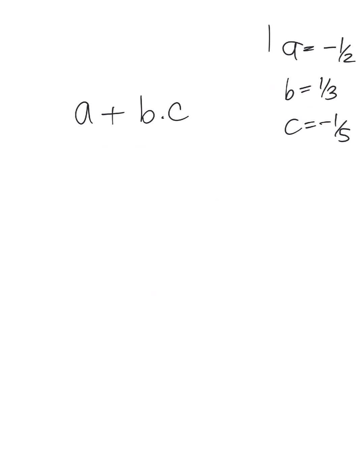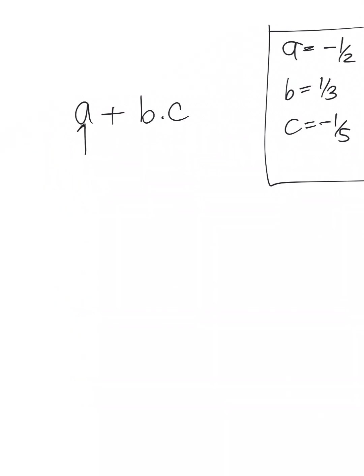A is equal to something, B is equal to something, C is equal to something. So here's the example. If A plus BC is the formula they've given us, or what they want us to evaluate, and we know that A is negative 1/2, B is 1/3, and C is negative 1 over 5. If we have this situation over here, then basically they want you to plug in each value, okay?